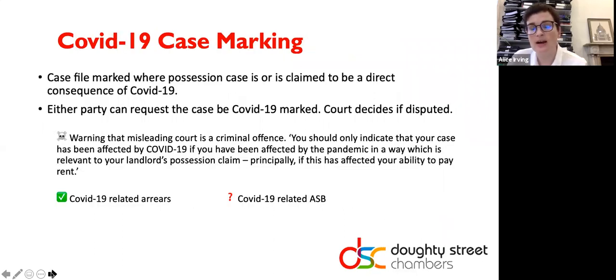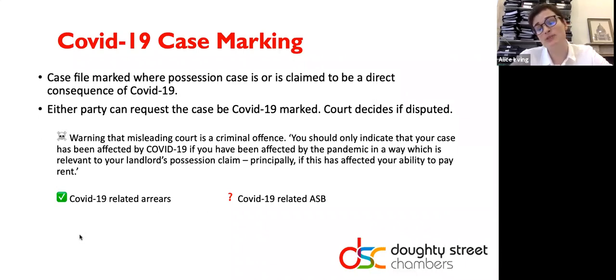Okay, now one of the other things that comes up in the overall arrangements is this new concept of COVID-19 case marking. So the idea is that a case file can be marked where the possession case is linked to COVID-19, where the claim is a direct consequence of COVID-19. Either party can request for the case to be COVID-19 marked. We would anticipate it would more often be defendants making this request, although there is also provision for a claimant to make a request and to point out why they need to have possession of the property because of how they've been impacted by COVID-19.